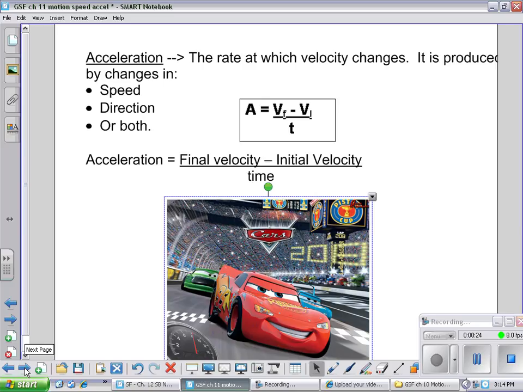All right, so acceleration. Acceleration is defined as the rate at which velocity changes. And if you remember from before, we said velocity is a change in speed, so that could be speeding up or slowing down, or a change in direction. So remember, it could be any of these things, a change in speed, a direction, or both. And remember, it could be speeding up or slowing down. We still call it acceleration when it's slowing down, but it'll be a negative number, or we do call it deceleration also. So to calculate acceleration, you're going to take your final velocity minus your initial velocity divided by time.